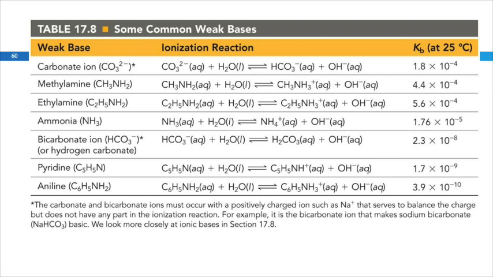So here are some common weak bases. This is just kind of like a mess of a table. We see the names and formulas of the weak bases over here, and their Kb's are listed over there. And then this shows the ionization reaction. So in each of these, we see the base reacting with water, and we end up with a hydroxide ion as the product.